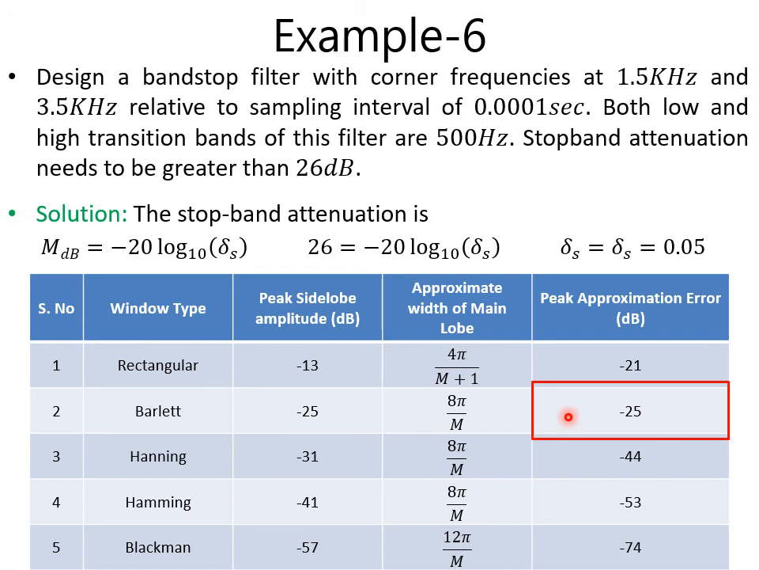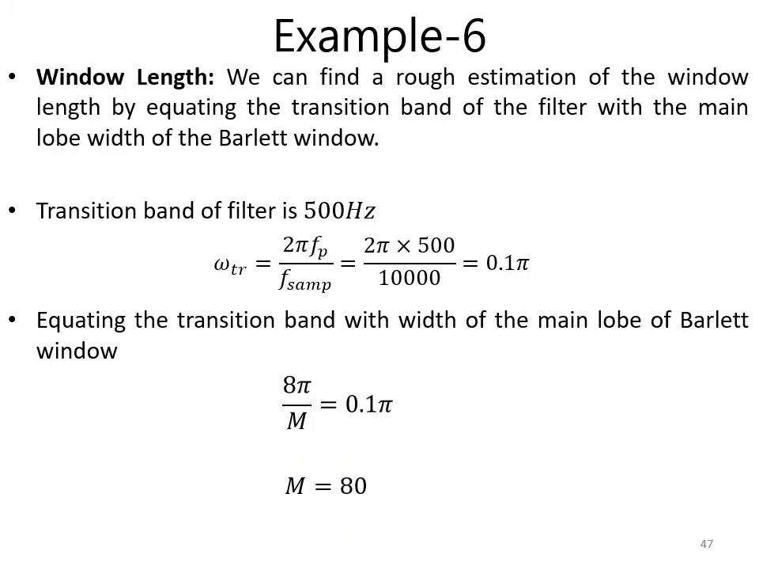The stop band attenuation requirement is 26 dB, and for this the suitable window is the Bartlett window. Using the Bartlett window as our window function for this filter, it has the approximate width of main lobe equal to 8 pi upon M. So we find the window length by comparing the width of the main lobe with the transition band. The transition band is 500 Hz, which is equal to 0.1 pi. M came out to be 80, so the length of the filter is 81.